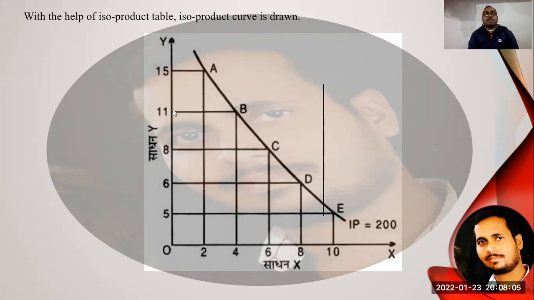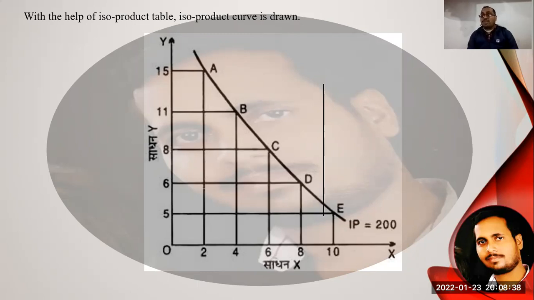Similarly, 11 units of labor and 4 units of capital is combination B, and 8 units of labor and 6 units of capital is combination C. 6 units of labor and 8 units of capital is combination D. And the last is 5 units of labor and 10 units of capital, that is combination E. In all combinations, the entrepreneur must use at least 1 unit of each factor.